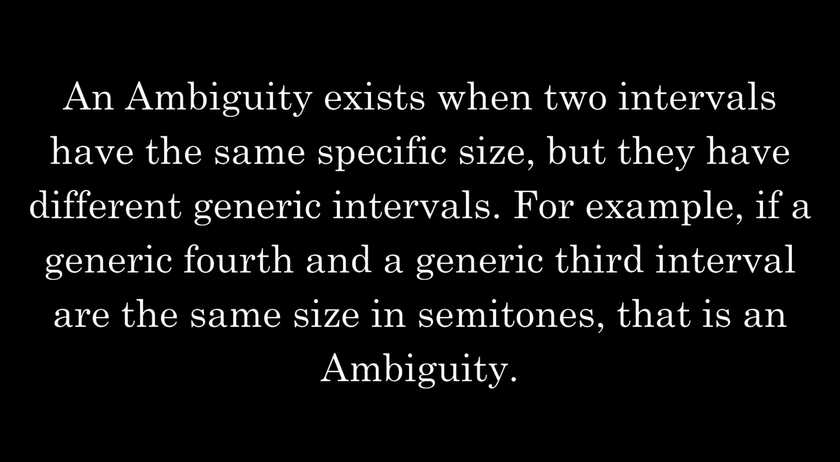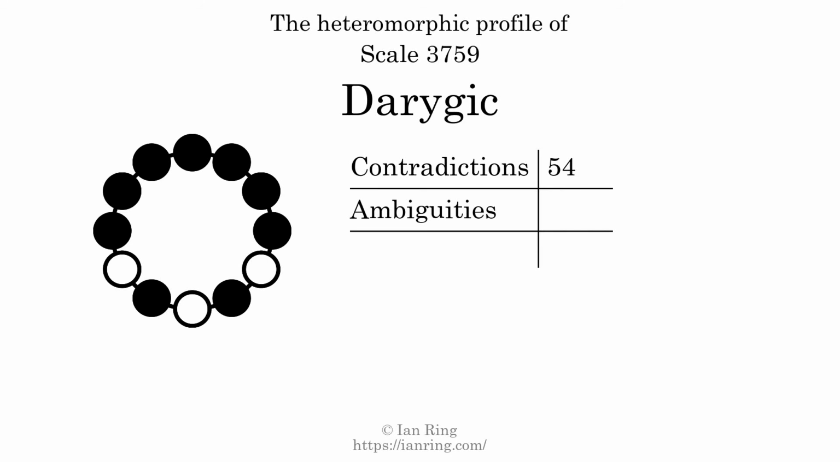An ambiguity exists when 2 intervals have the same specific size, but they have different generic intervals. For example, if a generic fourth and a generic third interval are the same size in semitones, that is an ambiguity. The number of ambiguities in this scale is 115.